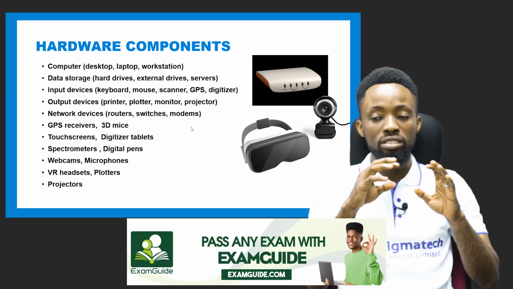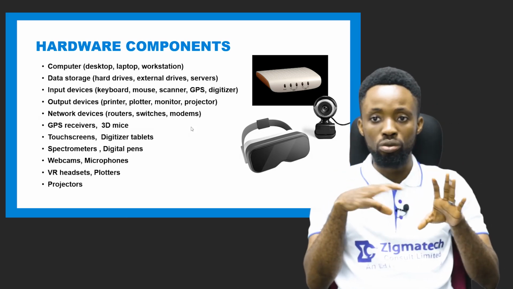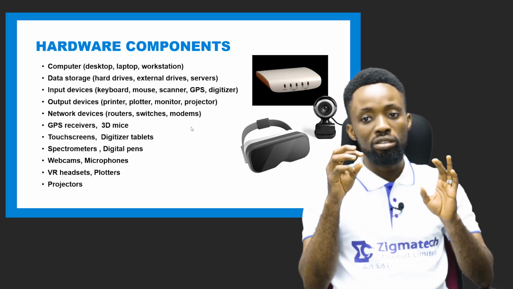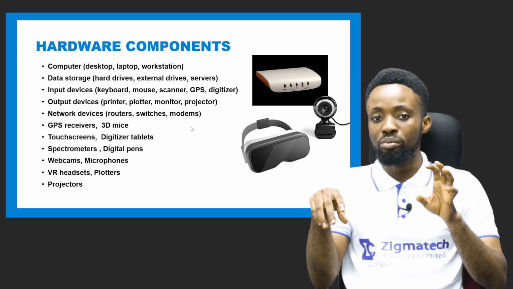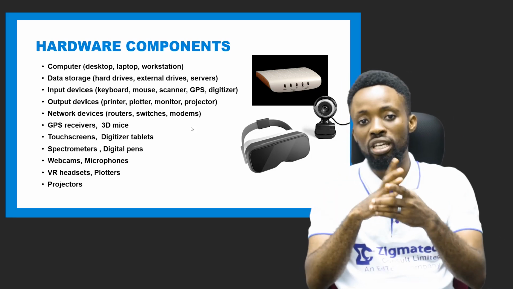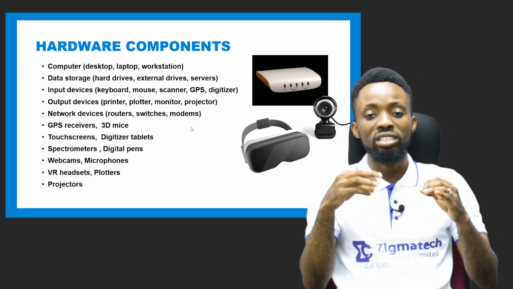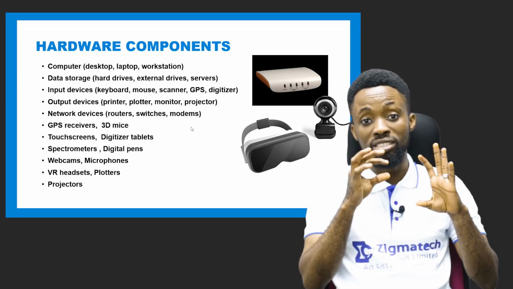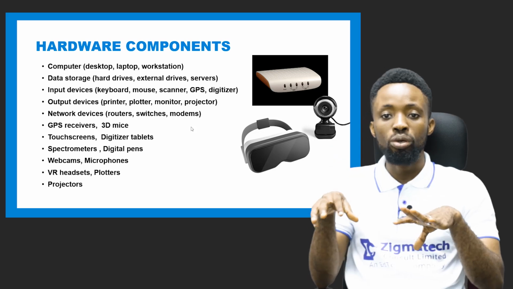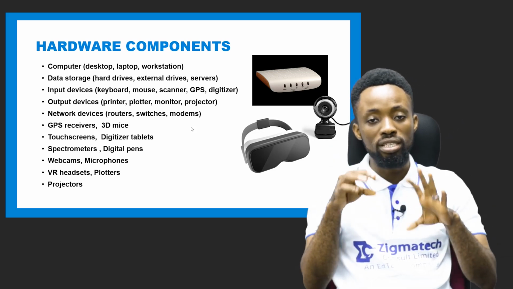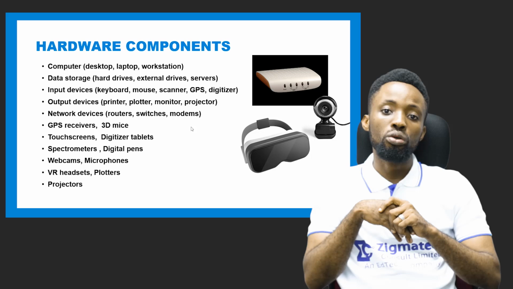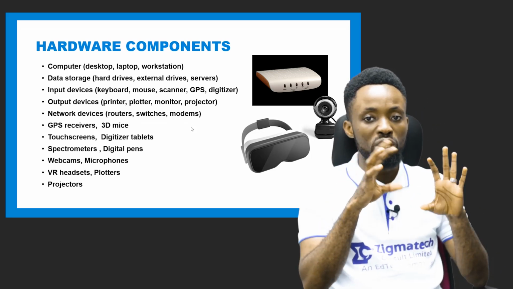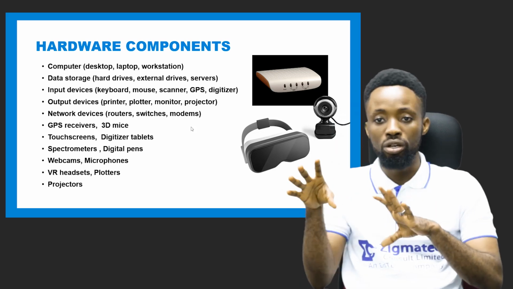And then the next hardware component example is the input device. Any device that can be used to input geographic data into the computer system is seen as an input device. A good example of an input device that's a hardware component is the keyboard, the mouse, the scanner, the GPS, and also the digitizer. So these are examples of input devices for the hardware components.